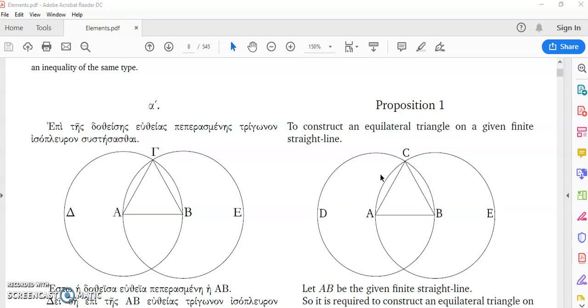Well, let's read the Greek quickly. It says, επί της δοθείσης ευθείας πεπερασμένης τρίγωνον ισόπλευρον συστήσασθαι. Okay? Now that last word, συστήσασθαι, does not mean construction. Okay? It means introduced. So it basically says to introduce an equilateral triangle, a triangle with equal sides.